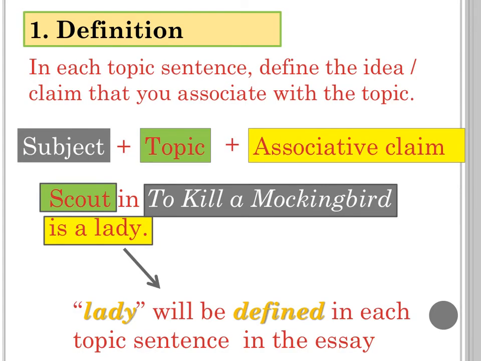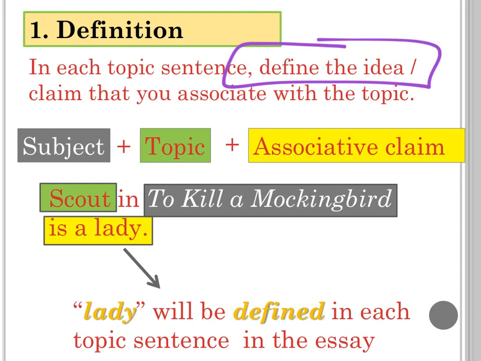So here's an example of a thesis statement that is really wanting to define an idea in the essay. So notice all the 3 components of an effective thesis statement are here. We do see the subject, which is always the text, To Kill a Mockingbird in this case, and then we see the topic, in this case a character topic. They want to write about Scout in To Kill a Mockingbird. And then finally, and most importantly, their claim, which is Scout is a lady.